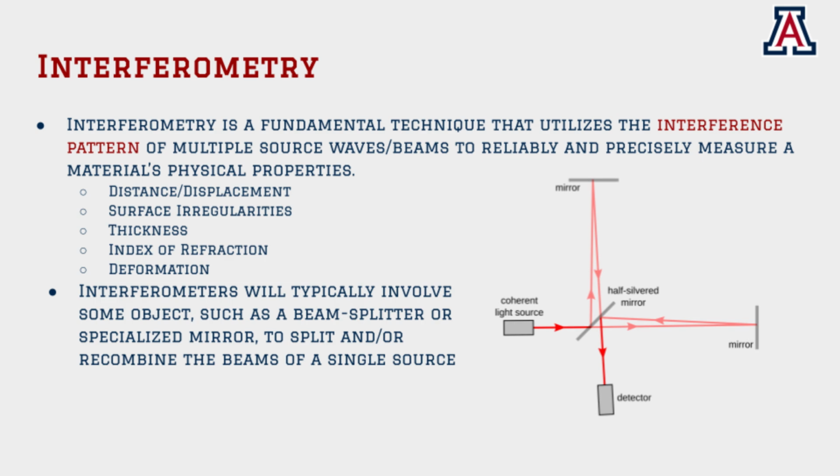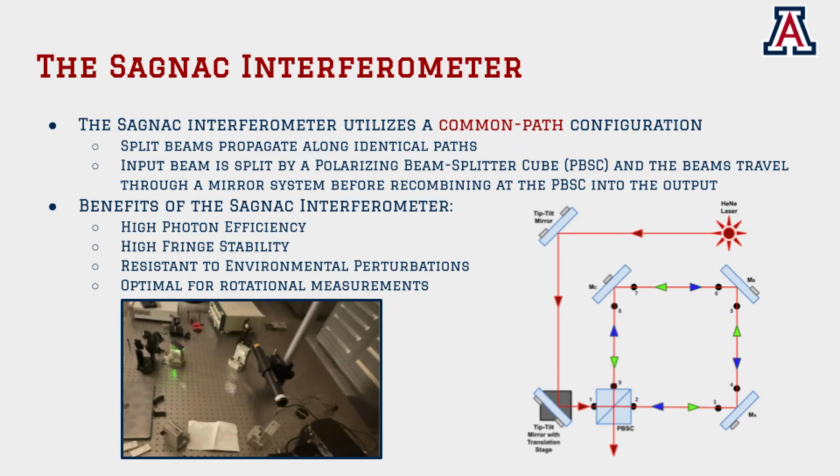Interferometers will typically involve some object, such as a beam splitter or specialized mirror, to split and/or recombine the beams of a single source. The Sagnac Interferometer utilizes a common path configuration. An input beam is split by a polarizing beam splitter cube, causing the reflected and transmitted beams to propagate along identical paths through a mirror system before recombining at the cube and into the output.